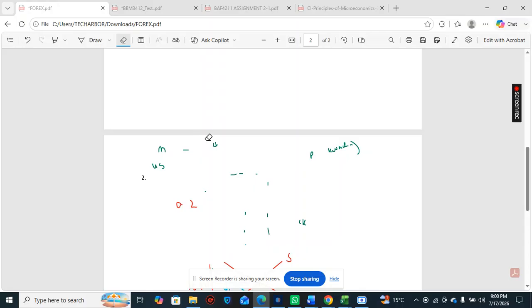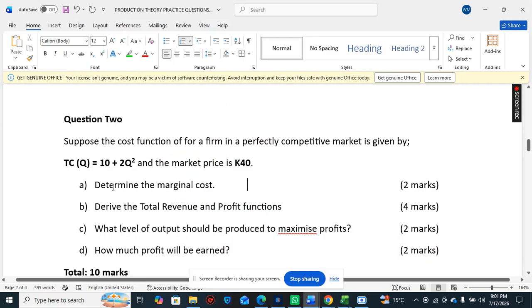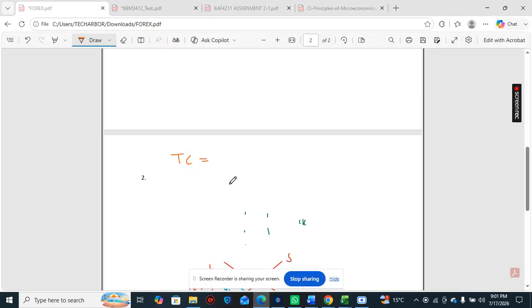So basically what's going to happen is this. The marginal cost, as we said earlier on, is the additional cost you incur when you produce an extra unit. Now, mathematically, that can be represented as the derivative of the total cost function, okay? A function, colleagues, remember, it's a mathematical relationship between two variables, all right? So we've been told here, our total cost function, we've been given TC equals 10 plus 2q squared.